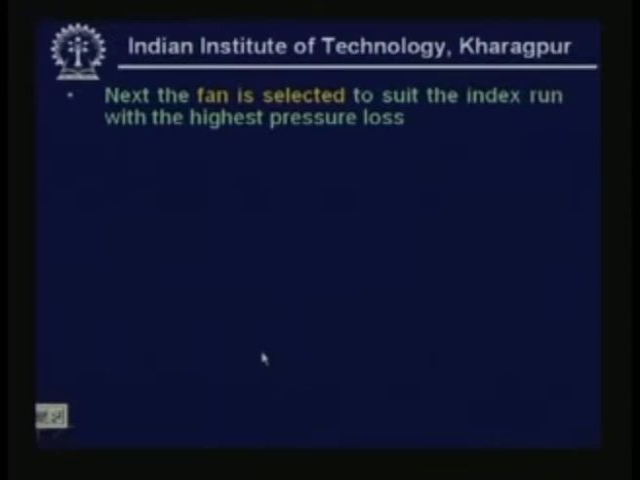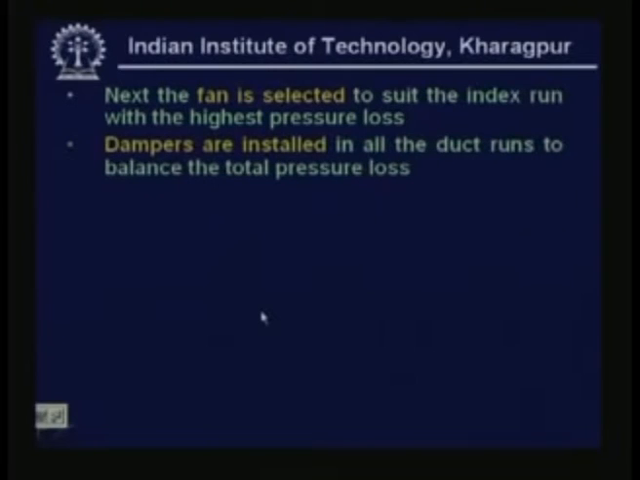Next, the fan is selected to suit the index run with the highest pressure loss, as before, and dampers have to be installed in all the duct runs to balance the total pressure loss. So, in brief, this is the equal friction method.